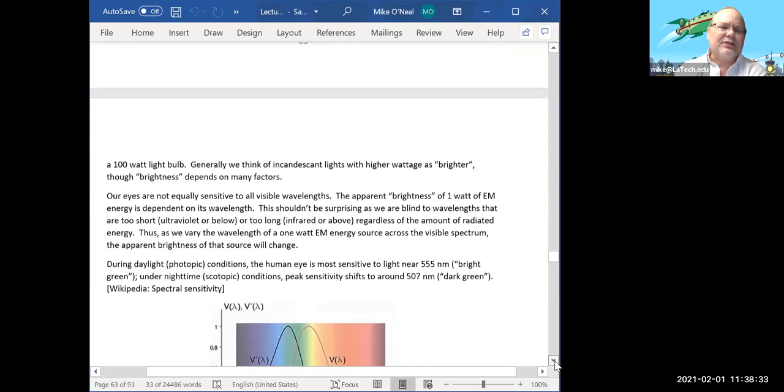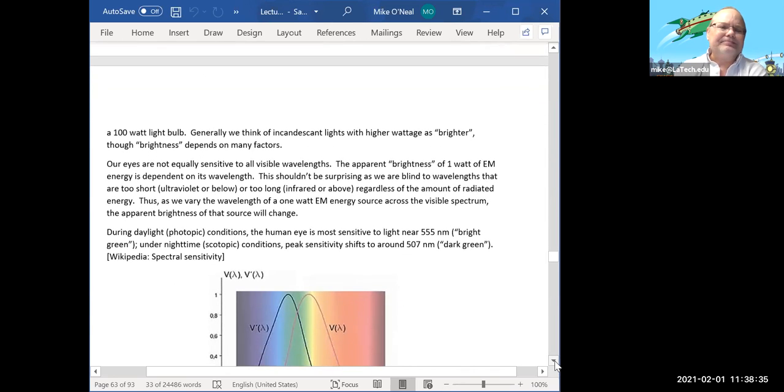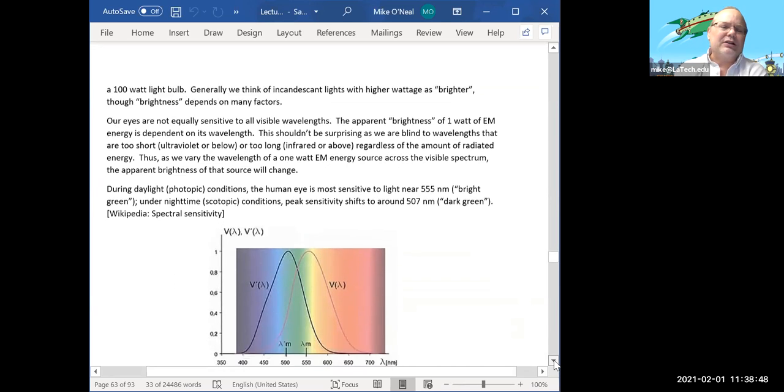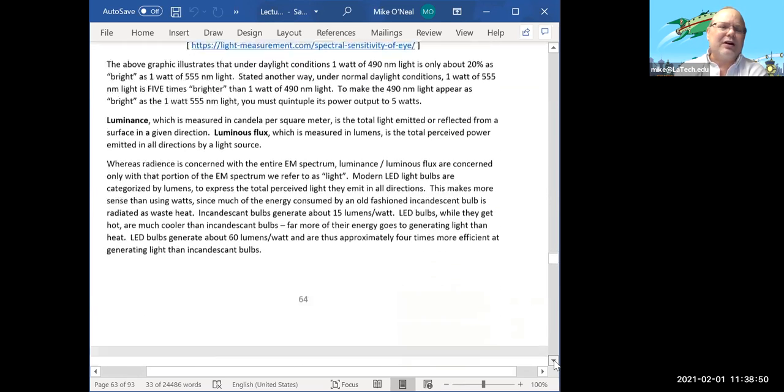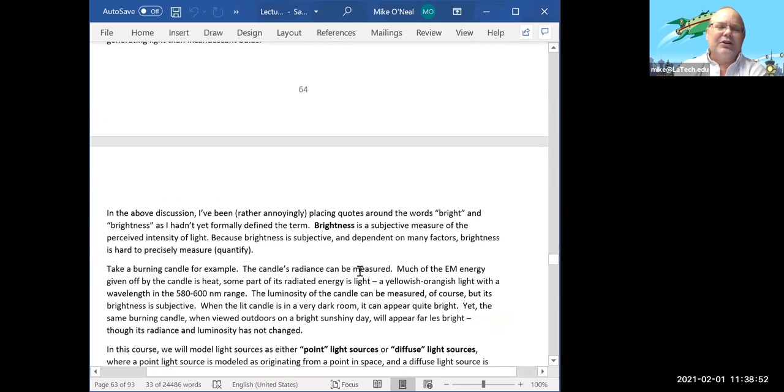And we've talked about the downside. Now, I keep saying brighter. What is brightness? Well, I'm gonna jump ahead because the way I presented this, I actually don't define brightness until the end. But here's what brightness is. Brightness is a subjective measure of the perceived intensity of light.